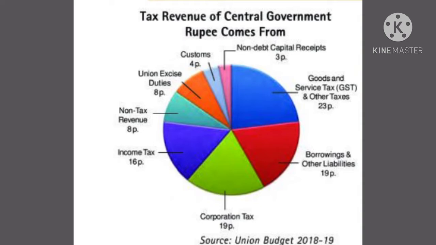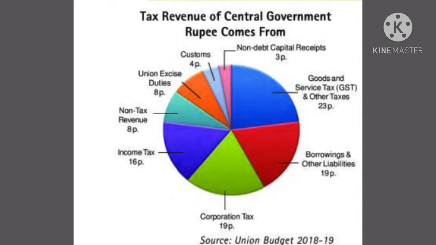First of all, here we can include the service tax and other taxes. From these taxes, around 10% is coming. From the union excise duties, around 14% is coming. From the customs duties, it is around 9%. From personal income tax, it is around 16%. From the corporation tax, it is around 19%. And from others, it is around 32%.